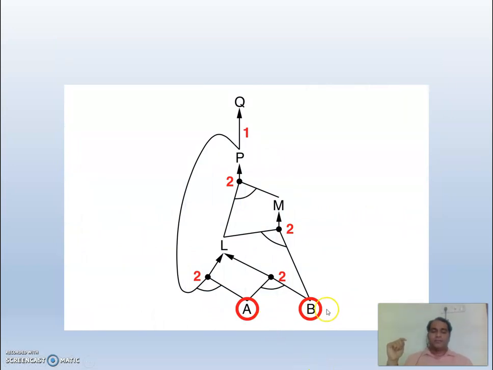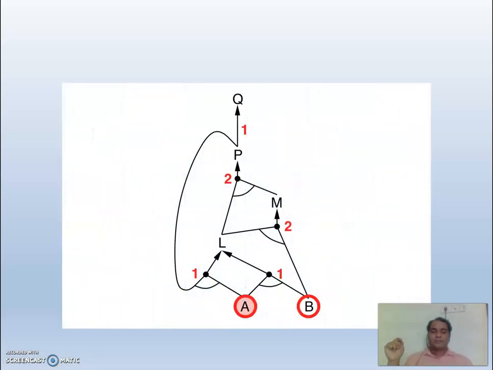Starting with A, B, these are the values that can lead me to that particular premise or the conclusion. So A, B can lead me to L, right? Once I get that, I will reduce the number to 1, because that is fine.